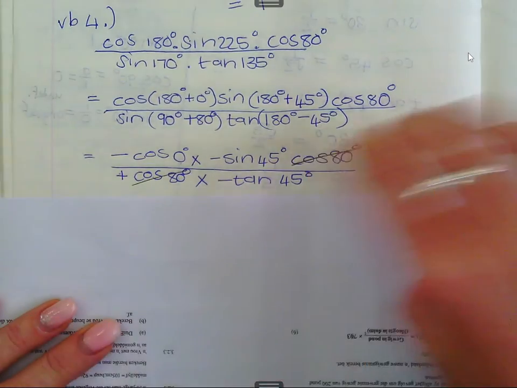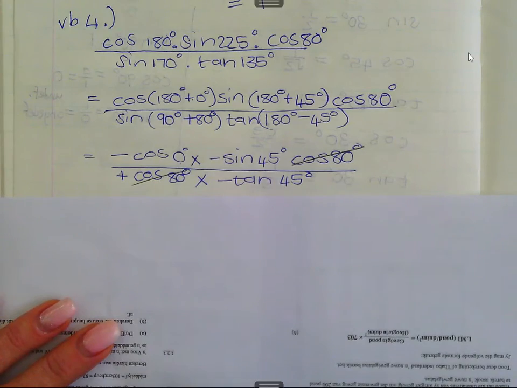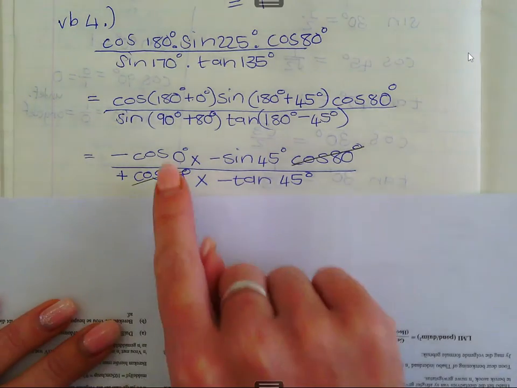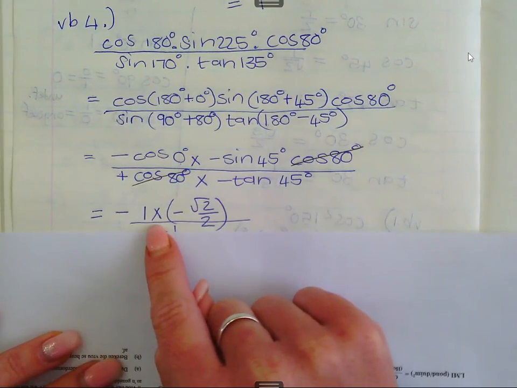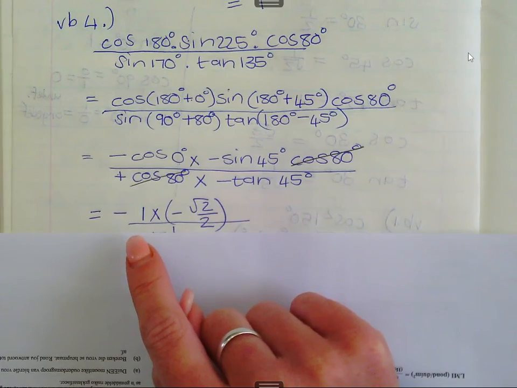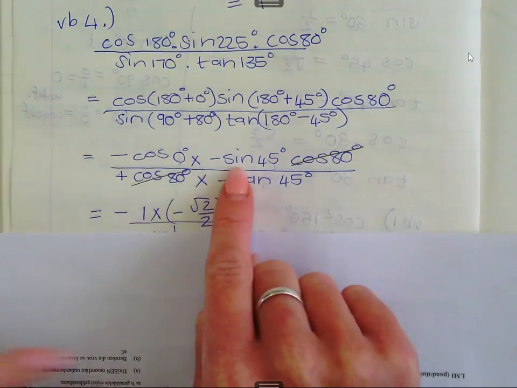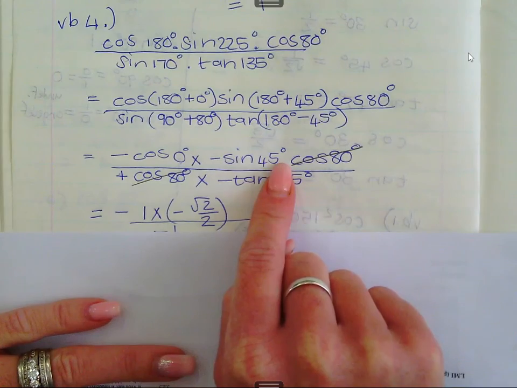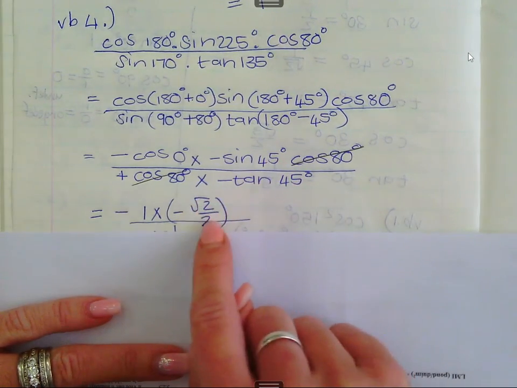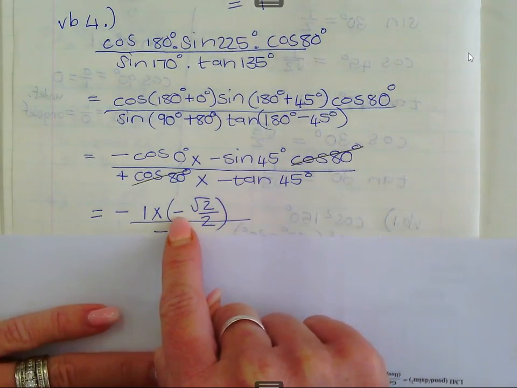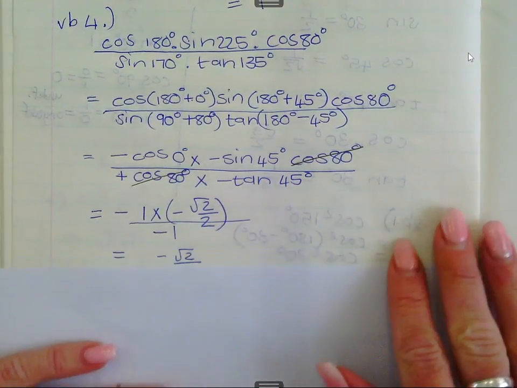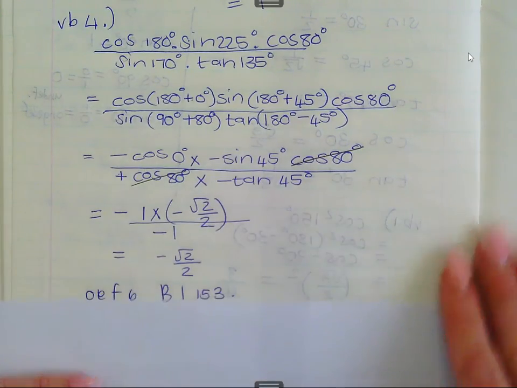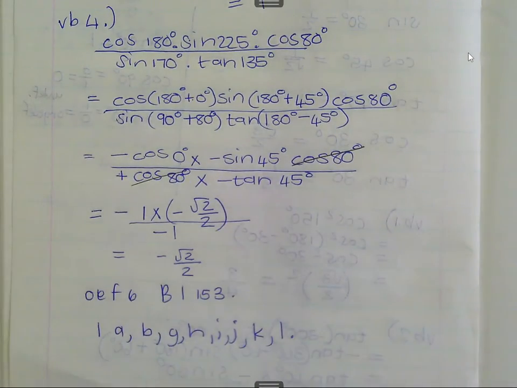And now you cancel those two cos 80s, you use your calculator. You type cos 0. Then it's negative 1. Then you type sin 45. It gives you root 2 over 2. You put in that negative. Then you type tan 45. It's 1. You put in that negative. And then you can either do it on your calculator, or you can calculate it yourself and you get an answer of negative root 2 over 2.